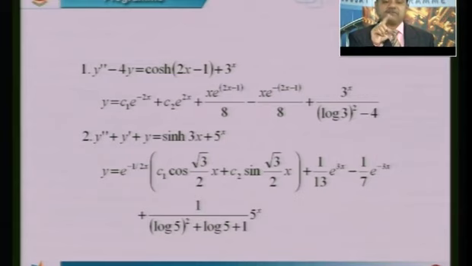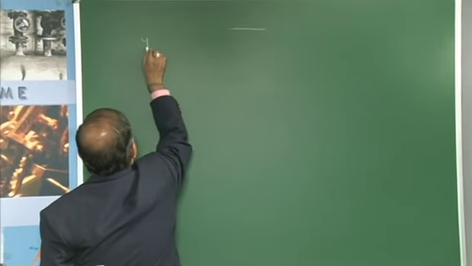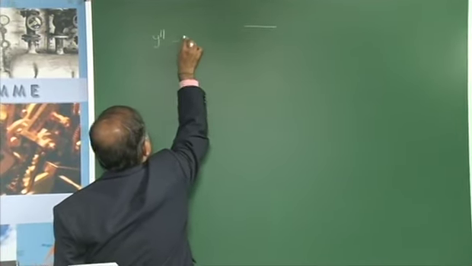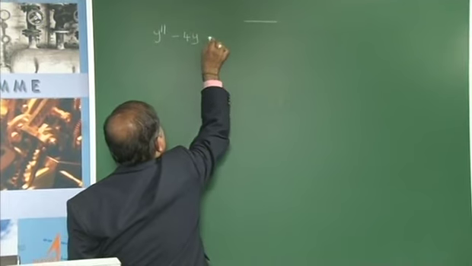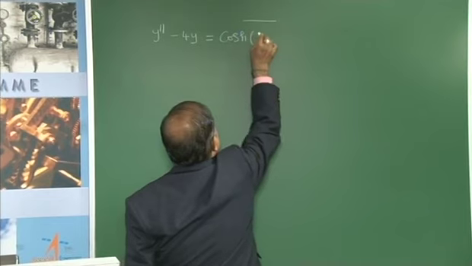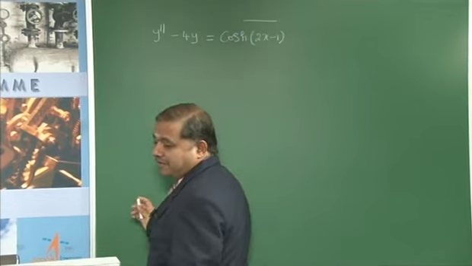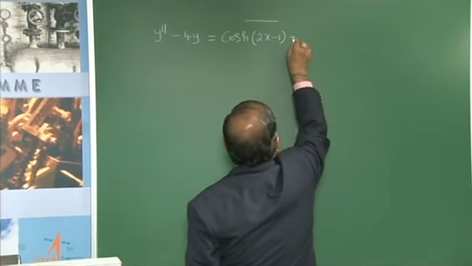So let us see those two problems. One is in terms of cos hyperbolic, another is in terms of sine hyperbolic. So what is the question? Y double dash minus 4y is equal to cos hyperbolic of 2x minus 1 plus 3 power x.